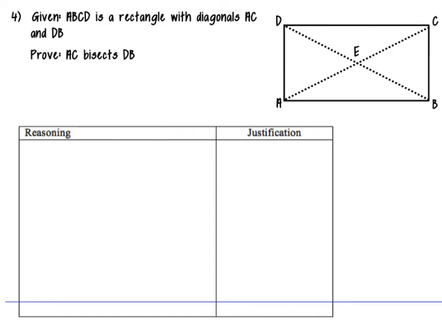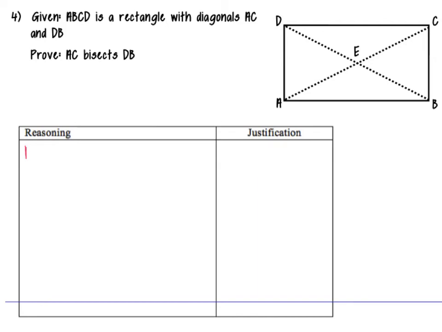All right, so I have been given a proof, and I have been asked to prove that AC bisects DB. So let's look at what I've been given. I have been given that ABCD, this whole thing right here, is a rectangle with diagonals AC and DB. Okay? So as with any proof that I do, the first thing that I should always do is write down what I was given.